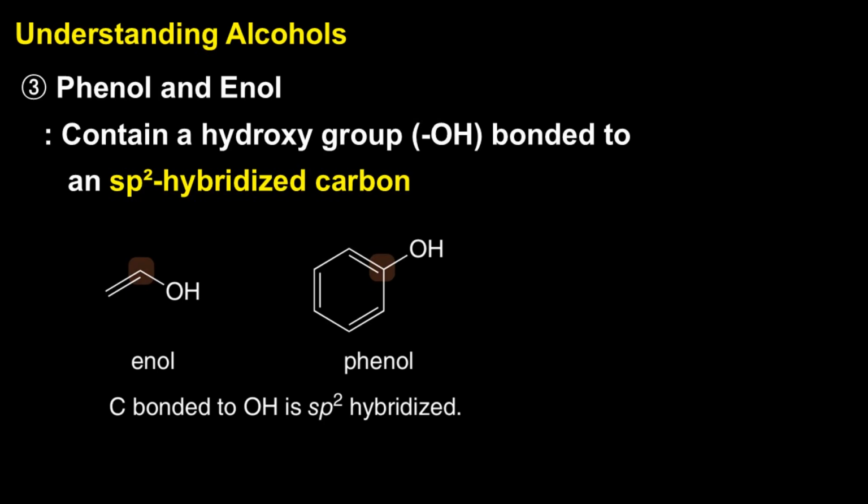Now let's look at a couple of special cases, phenols and enols. At first glance, they look a lot like alcohols because they also have an OH group. But here's the key difference, that OH is attached to an sp2 hybridized carbon. That means the carbon is part of a double bond, or in the case of phenol, part of an aromatic ring. So even though they look similar to alcohols, that one difference in hybridization makes their properties quite different.